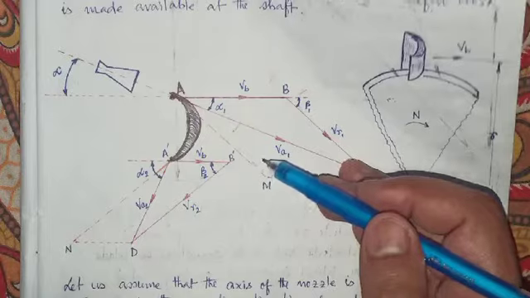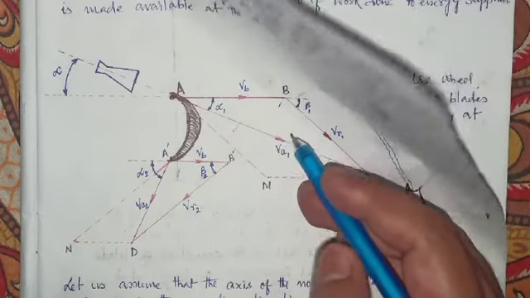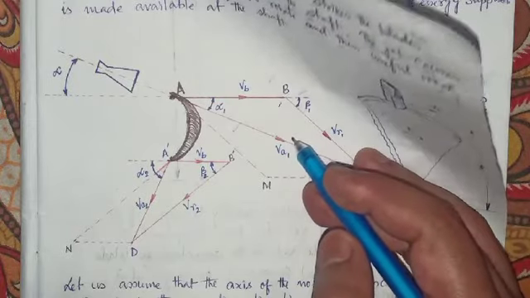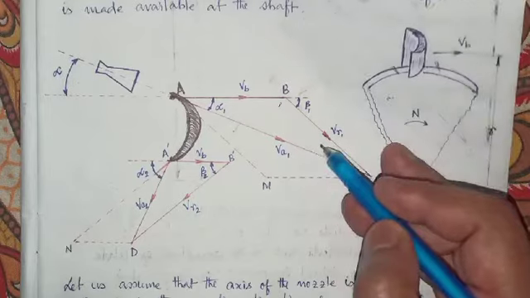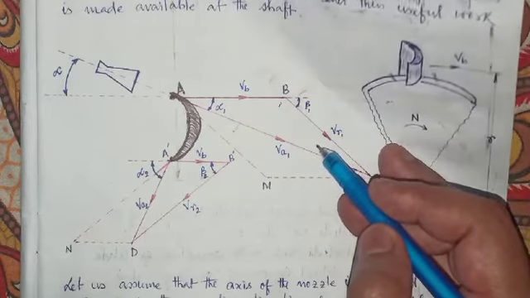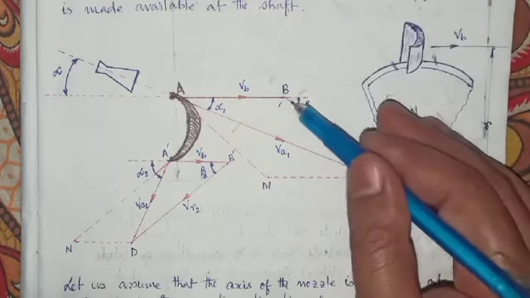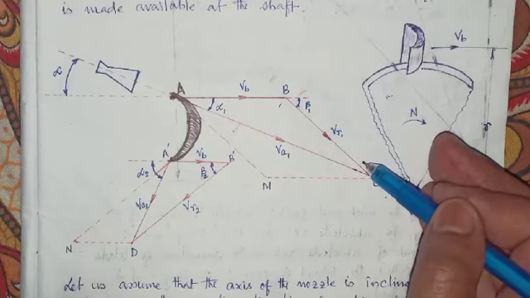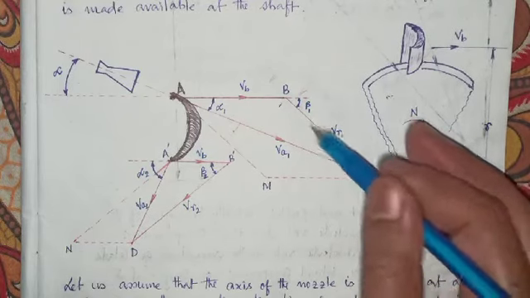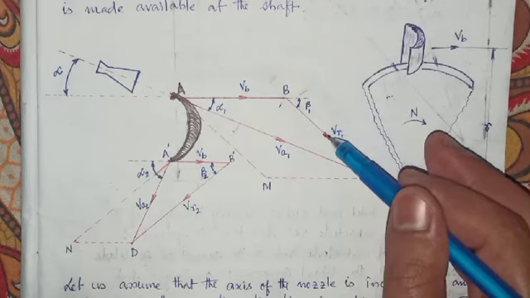So here AB represents the blade speed, both in direction and magnitude, and velocity VA1 represents the absolute velocity of steam. Then this vector BC gives the velocity of steam relative to the blade.